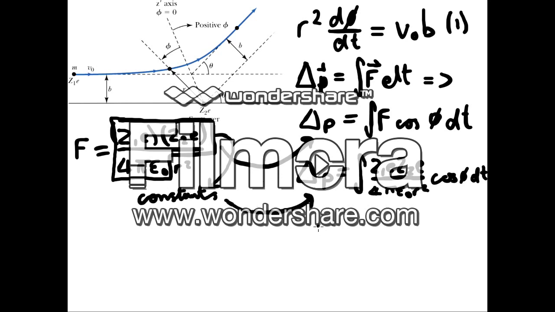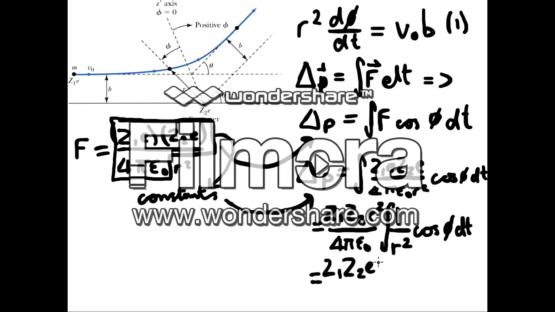Every component in the force apart from r remains constant, so we can take these out of the integral, and with some rearranging inside the integral, we get that delta p is equal to Z1 Z2 e squared over 4 pi epsilon naught, multiplied by the integral of dt over r squared, multiplied by cos phi. You'll see why it's important to place dt where it is in a bit.